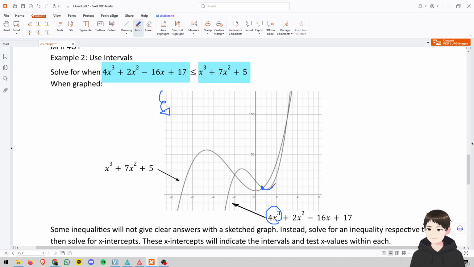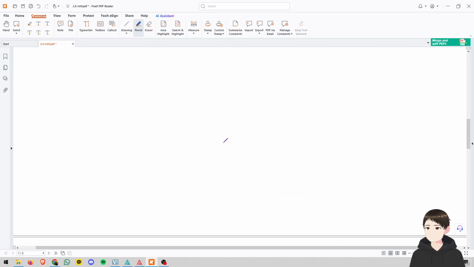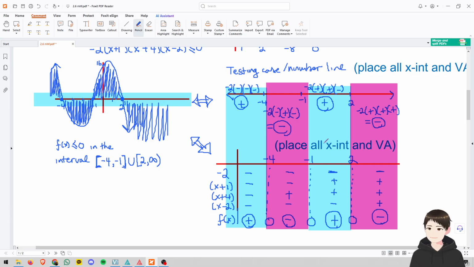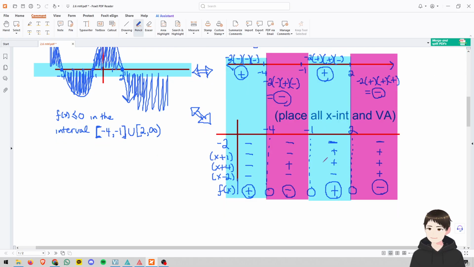Here, the 4x cubed function is here and it's underneath the other. And then somewhere here, it crosses over. That is the 4x cubed function, and the bottom one is the x cubed plus something function, right? So based off of this, I see 1, 2, 3 locations of interest that might determine my interval. Yeah, and I see that I didn't actually write the interval answer for these two, but I'll do it for the next one.